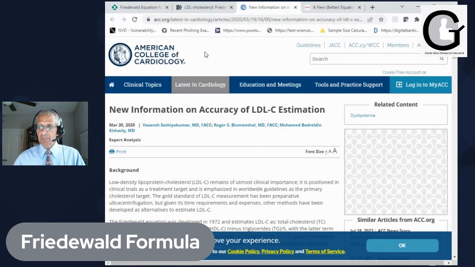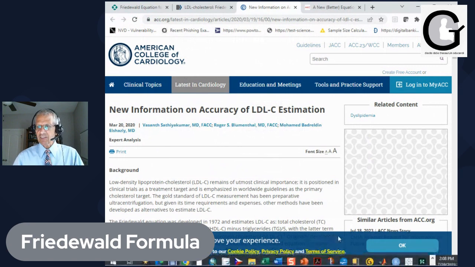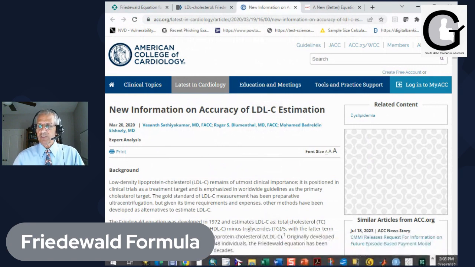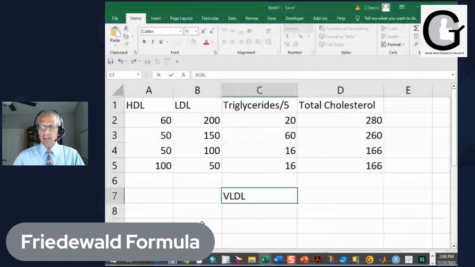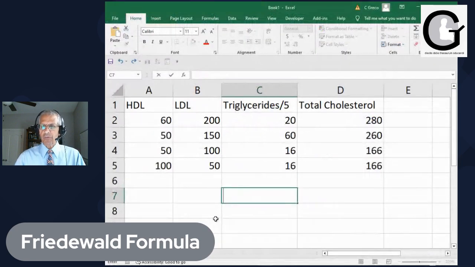Right now, here's something from 2020, and it says new information on accuracy of LDLC estimation. So why did they say LDLC estimation? I don't understand this. I'm going to say okay to the cookies. Because I can reverse this whole thing.